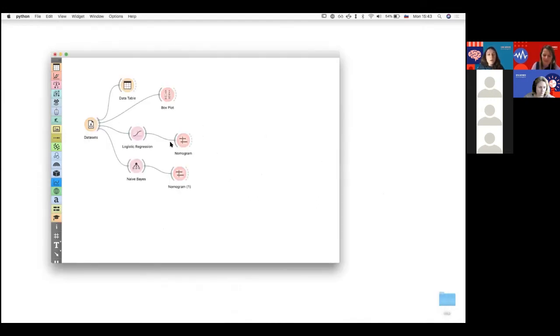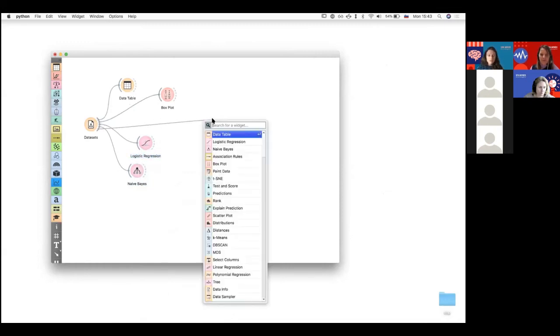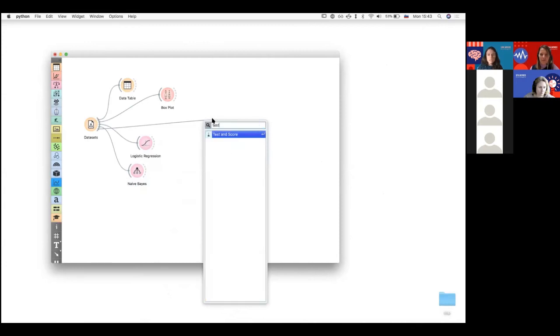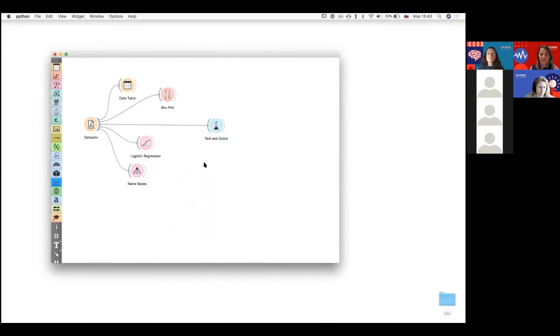Okay, so now we saw that logistic regression and naive Bayes can be observed with a nomogram. But now it's time to do some predictive modeling, as promised. So what I will do, I will connect the fifth element here, and it's called test and score. So what I do is I have to find out how good are these models. We saw logistic regression and naive Bayes.